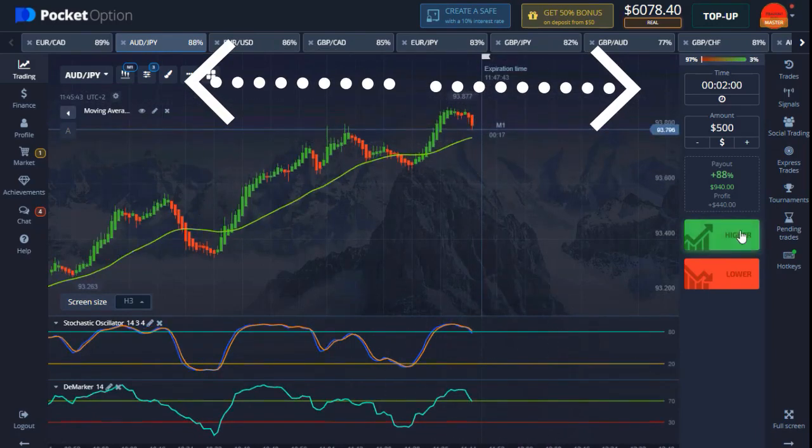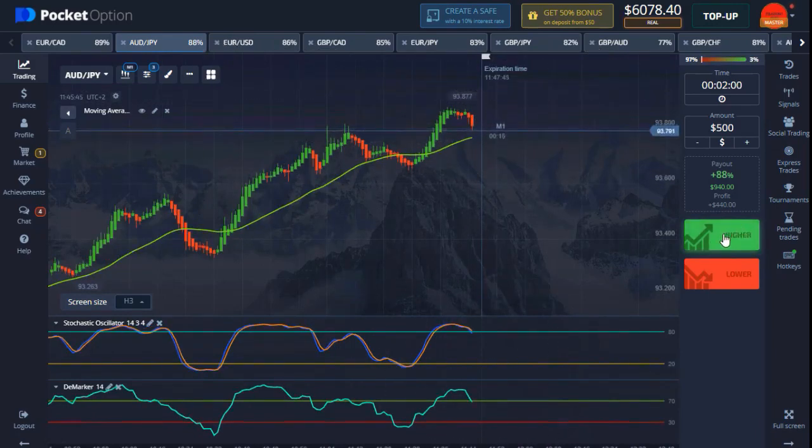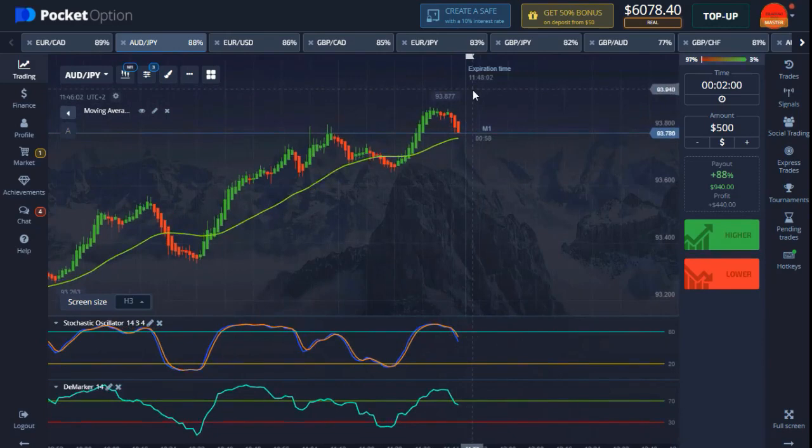For example, if we're going for a down trade, which is actually a sell on forex, we need to have our candlestick at the top of the chart. What I mean by that is we need to have our candlestick at a very strong resistance level.